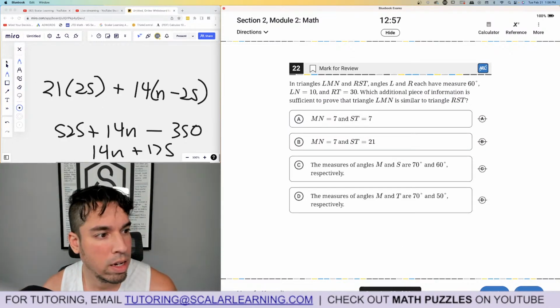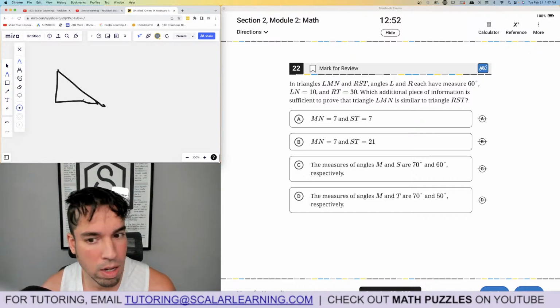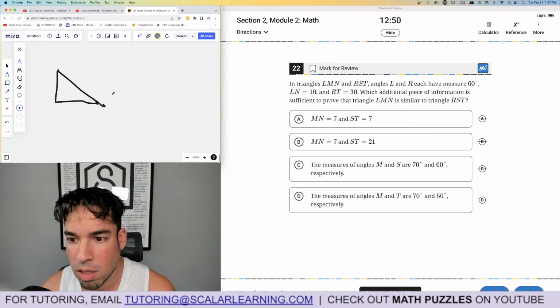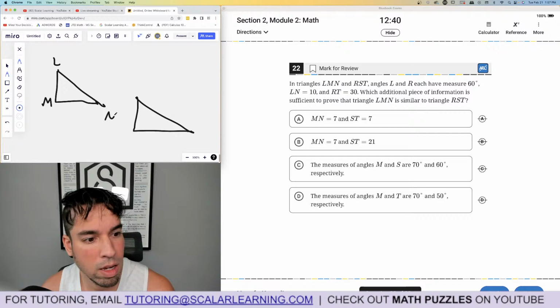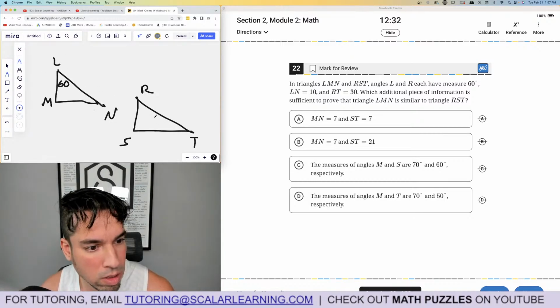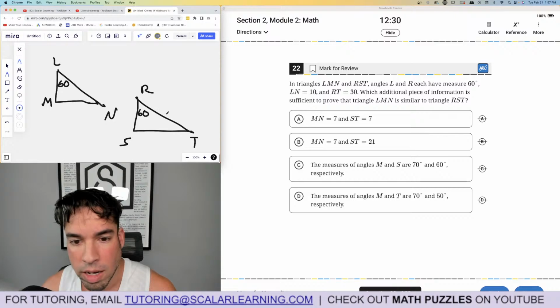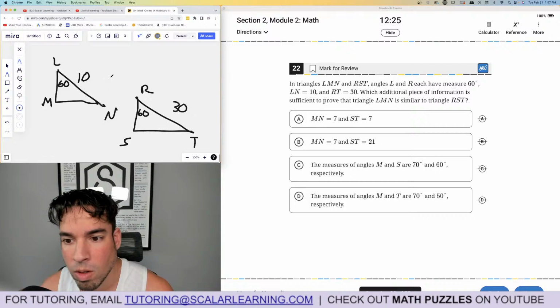Yep. Okay, and 22. Final question. Triangles LMN and RST, angles L and R. I'm assuming these are similar triangles or something. L, M, N, R, S, T. So both of these are 60. And RT is 30. LN is 10. Which triangle LMN is similar. Oh, yeah. So it's about similarity.